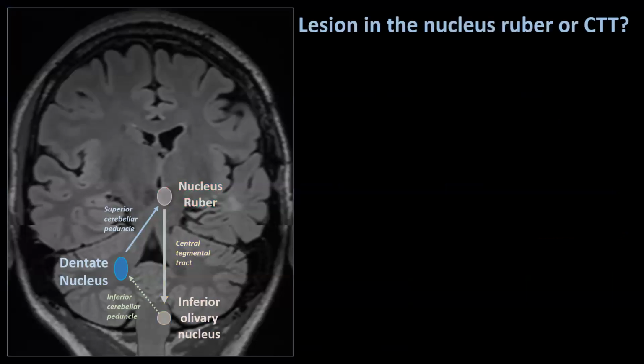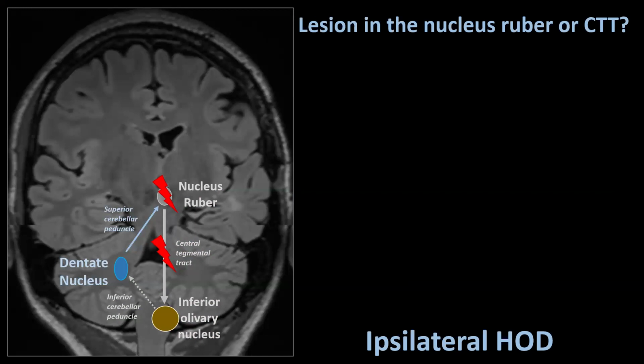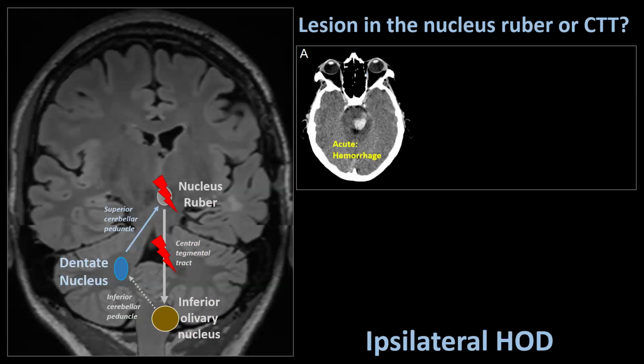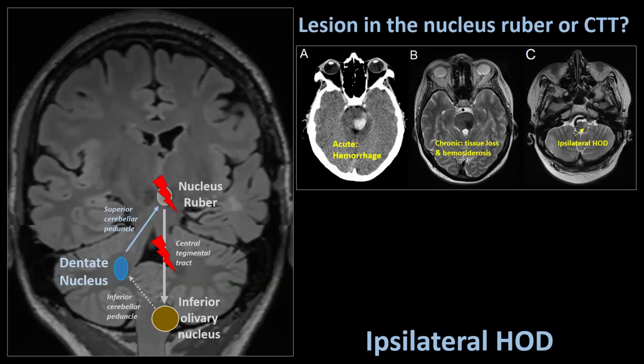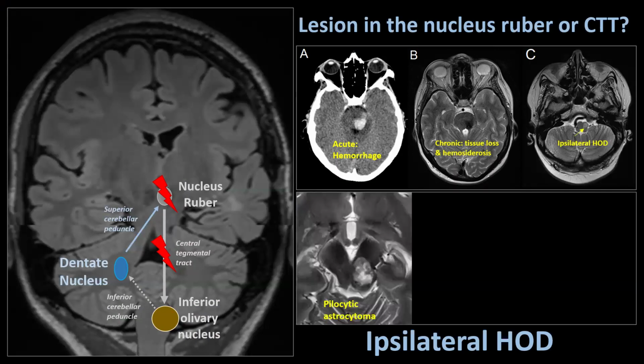Now, how do you get a hypertrophic olivary degeneration, or a hypertrophic degeneration of the inferior olivary nucleus? If you have an insult involving the red nucleus or the central tegmental tract, you will get, self-evidently, a hypertrophic degeneration of the ipsilateral inferior olivary nucleus. Here are some examples. This was a patient with a brainstem hemorrhage with chronic tissue loss in the upper pons tegmentum, which might involve the central tegmental tract, and on follow-up, this patient developed ipsilateral hypertrophic degeneration of the inferior olivary nucleus.